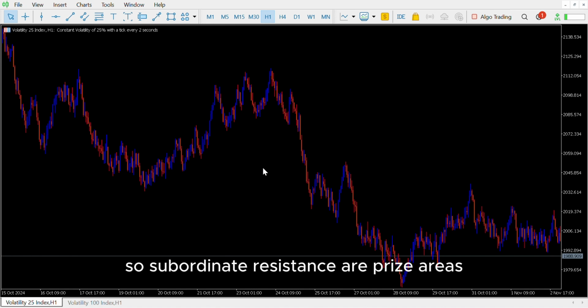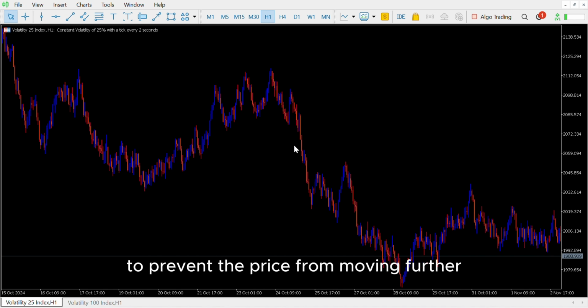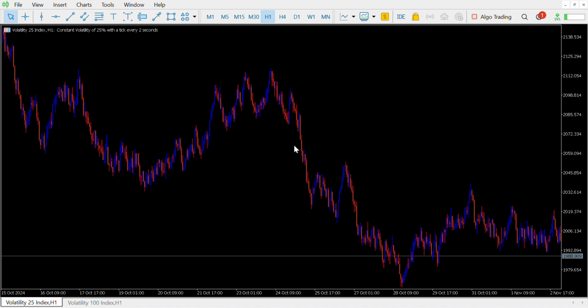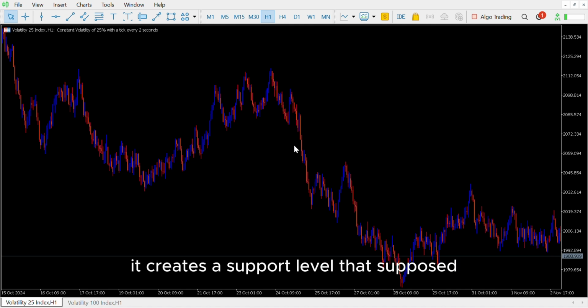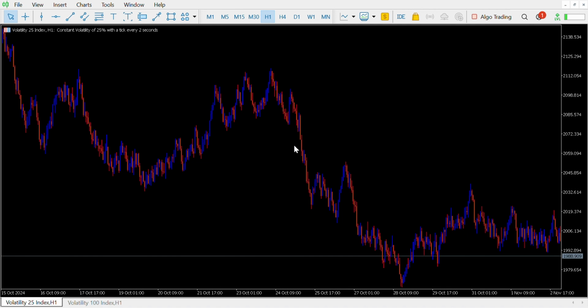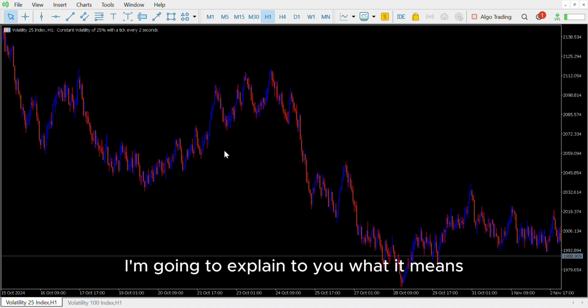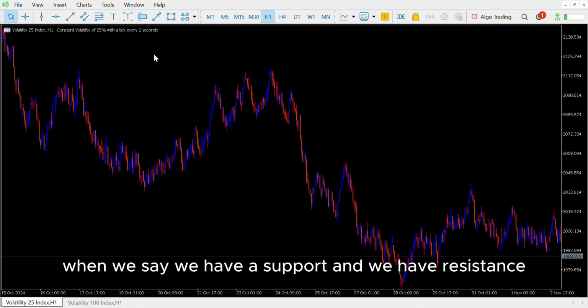So, support and resistance are price areas at which buying and selling pressures are strong enough to prevent the price from moving further. When there are many buyers at a certain price, it creates a support level that supports or stops the price from going lower. Similarly, high selling interest at a certain price forms a resistance level. So there are three types of support, but before we jump right into those, I'm going to explain to you what it means when we say we have a support and we have resistance.